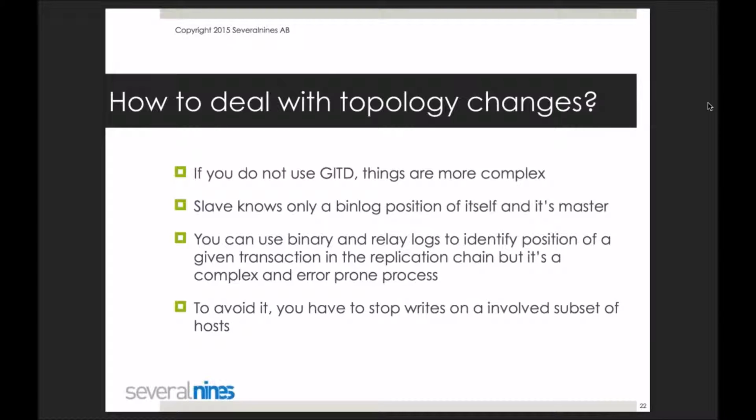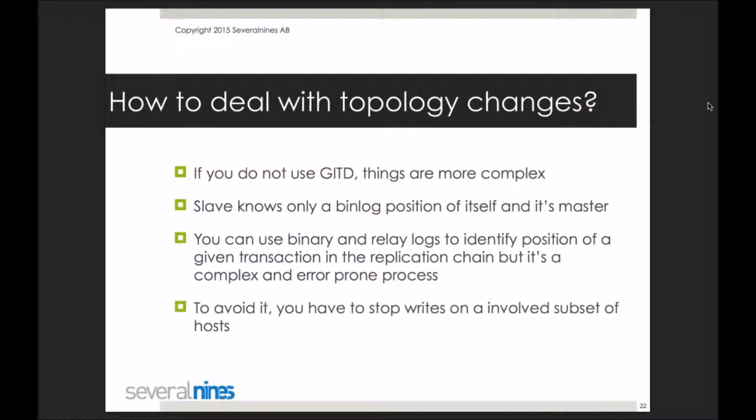If you're not using GTID, things are a little bit more complex. The problem here is that the slave knows the binary log position of itself. For every event, it knows the binary log position of itself and the master. Therefore, it is hard to make changes in real time, and it's also hard to make changes that would point a slave to some completely different place in the topology. There are ways to do that, but it's a complex process, and it could also be an error-prone process.